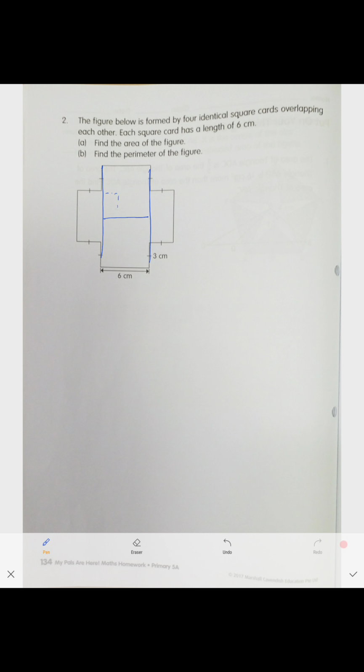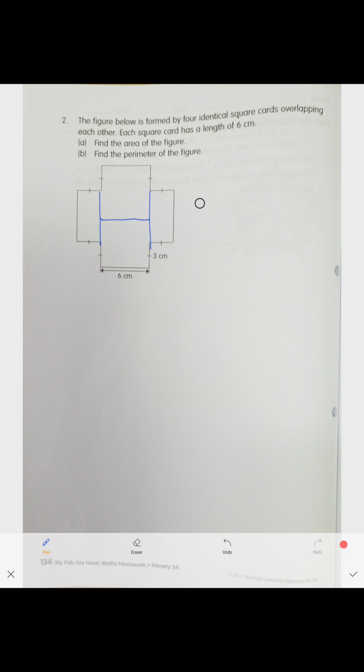We can also imagine that there is something overlapping in the background, but we are not interested in that. The whole figure is comprised of this rectangle, and this thing is the overlapping of 2 squares. Also these 2 are halves of the square. So you're looking here at 3 squares: this is a square, this is a square, and these are 2 halves of the square.